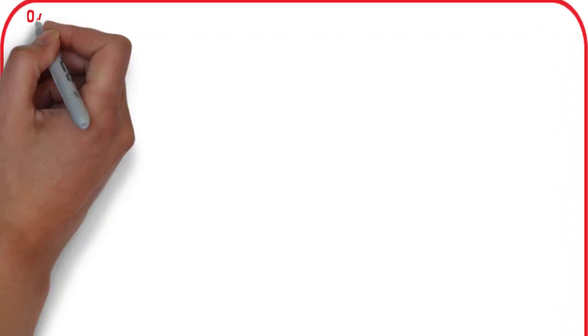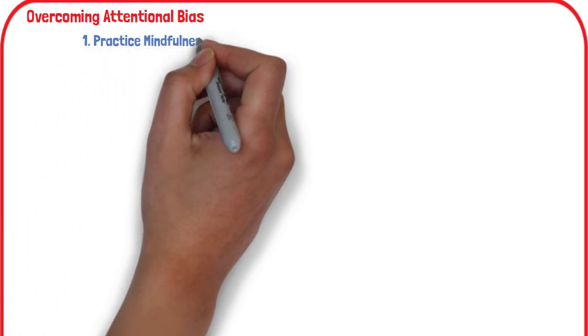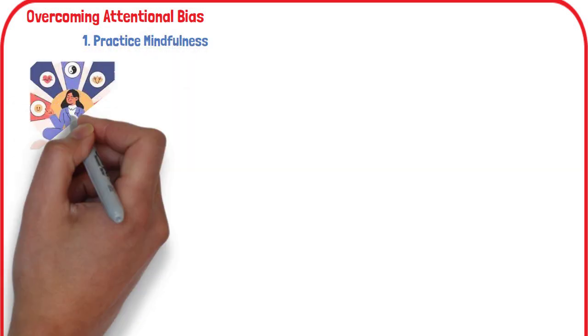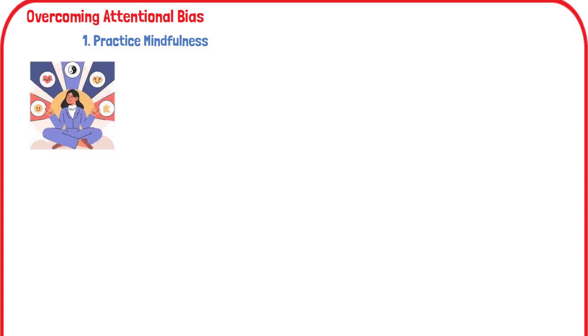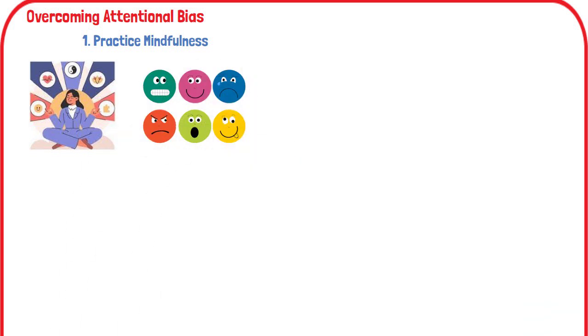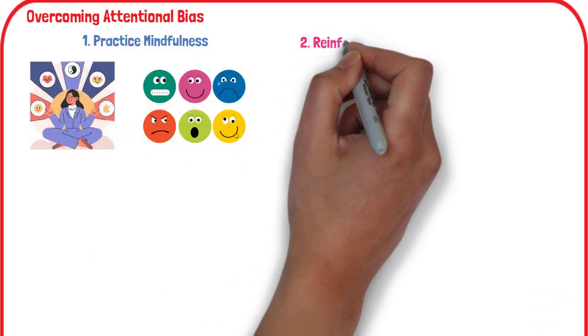Here are a few strategies that may help reduce the attentional bias. Practice mindfulness. Mindfulness involves becoming more aware of the self and the present moment. It may help you overcome attentional bias by diverting and dividing your focus. It is also effective in improving emotional processing.